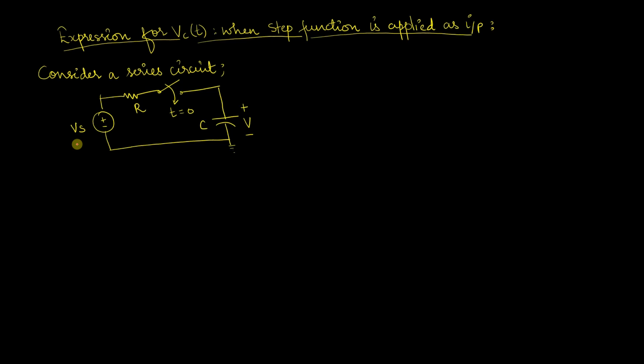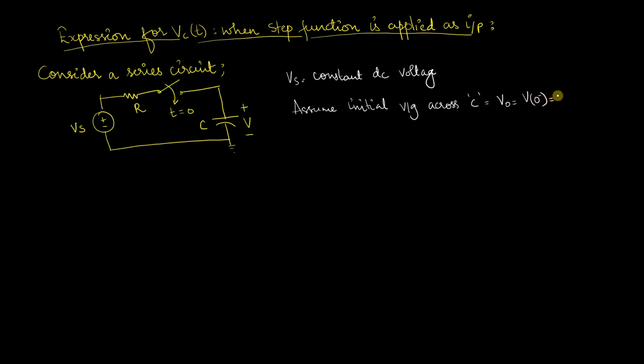Since we are dealing with the step response of RC circuit, let us consider a series RC circuit which is shown here. As you can see, the applied voltage is Vs. I am connecting a resistor and a capacitor in series, and a switch is being used. This particular switch is initially open. At time t equal to 0, the switch gets closed. This Vs is basically the constant DC voltage, and let me assume that the initial voltage across the capacitor is V0, which is V of 0 minus equal to V of 0 plus.